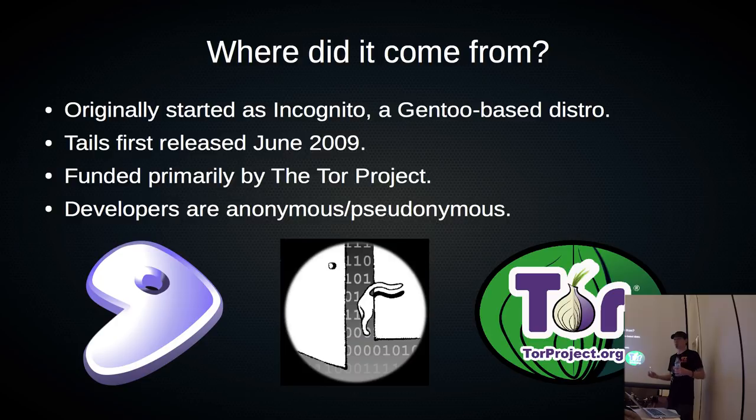All the developers of the project are pseudonymous. There's a few people that are publicly known, like Jacob Appelbaum, a pretty outspoken privacy advocate. But everybody else is just known by their pseudonyms, so there's very few people that are in the know of who these people actually are. However, their signing key is signed by the Debian development team. So if you trust the Debian developers, then you can extend that trust to the Tails development team.